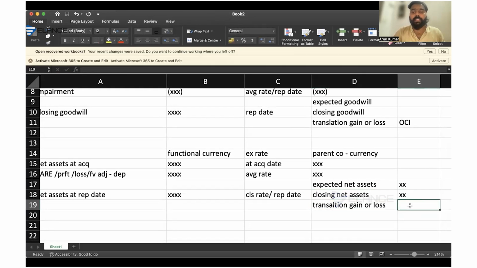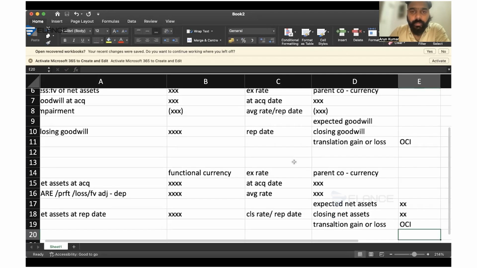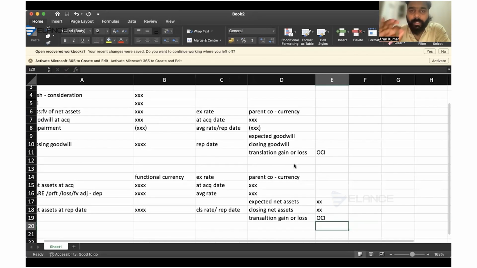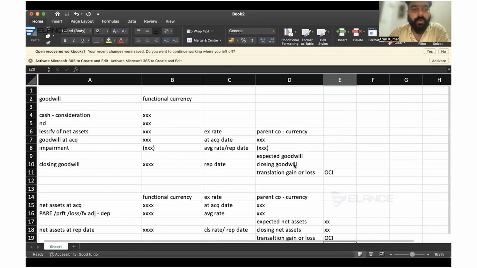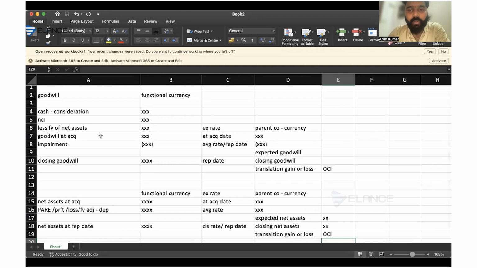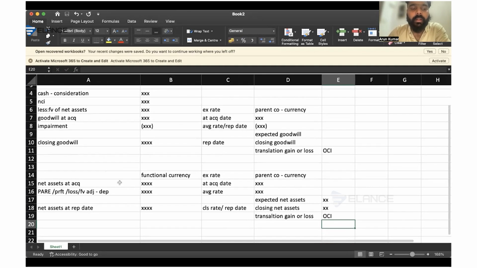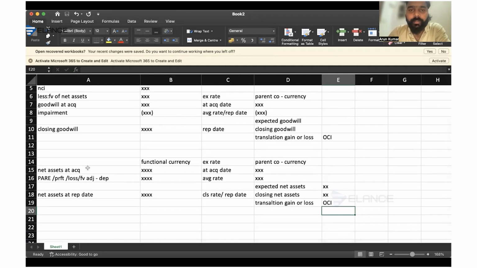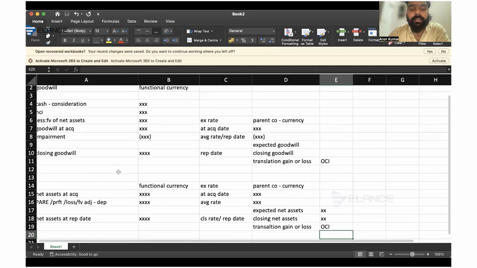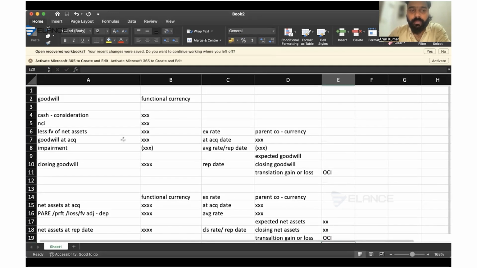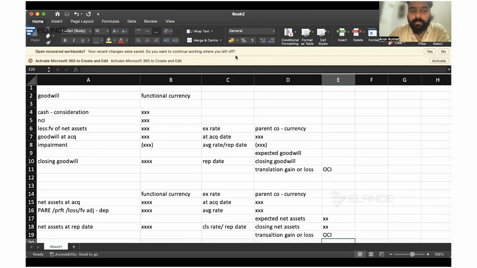Where will you record this translation gain or loss, guys? Yes, it will be recorded in other comprehensive income. We'll record it under other comprehensive income. So this is your main working note that you have to remember with respect to a foreign subsidiary. One working note will be with respect to goodwill translation. Another working note will be with respect to the translation of net assets. Is that clear, everyone? Can you reply in the chat?